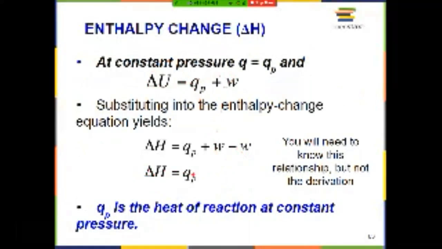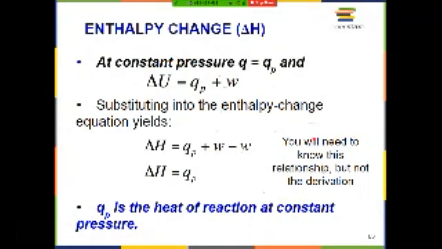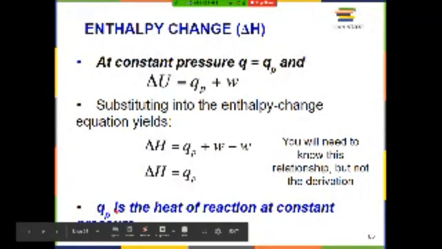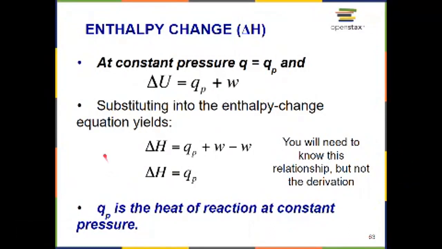And notice on the slide here, I want you to know the relationship for a test or a quiz. I won't specifically quiz you on the derivation, but be familiar with the fact that QP, subscript P here tells us we're at constant pressure. So QP is the heat of the reaction at a constant pressure, and now that is equal to enthalpy. So if you want to jot that down, enthalpy is equal to the heat of the reaction at a constant pressure.